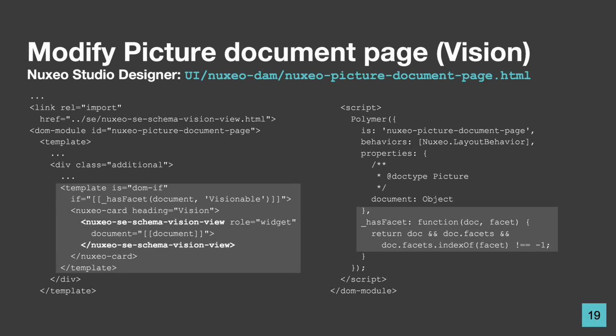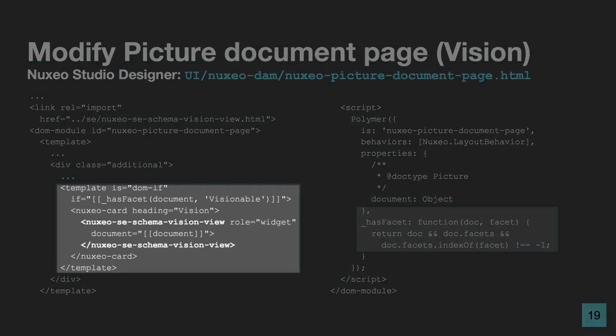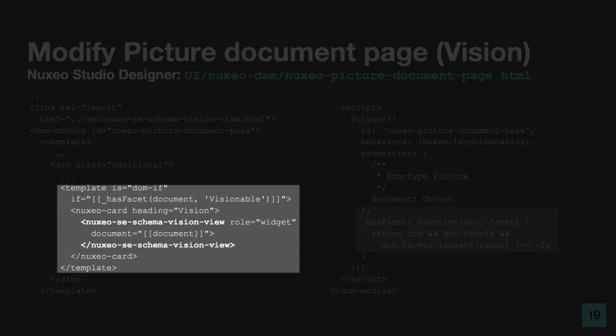We're also going to modify the picture document page. So we're going to say that with a picture, again, if the document has the particular facet visionable, i.e. that we've called the Nuxeo Vision operation and we've imported data into the vision schema, that we actually want to display our custom layout, the Nuxeo SE schema vision view, that we want to call this if that facet exists. So we're modifying this picture document page based on that information.